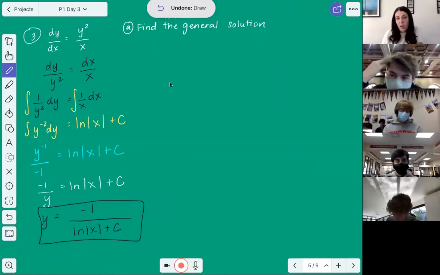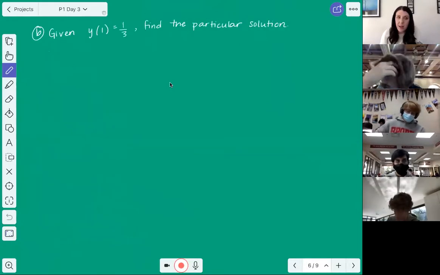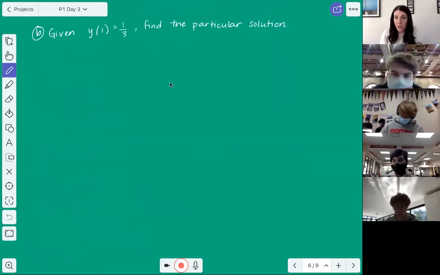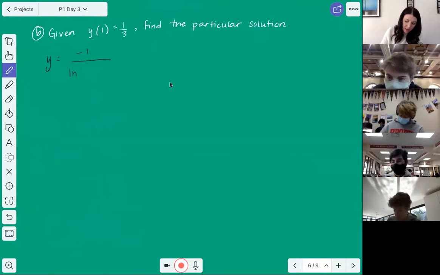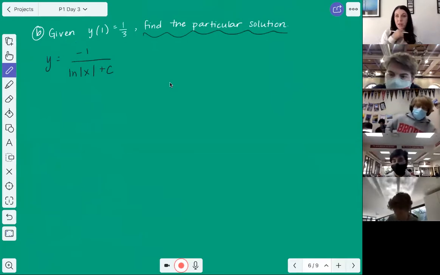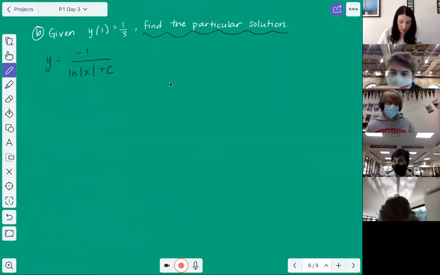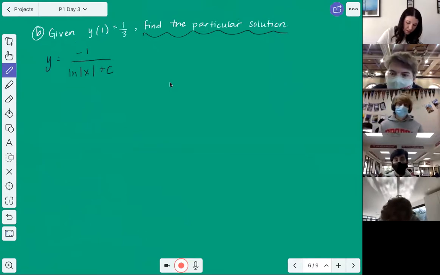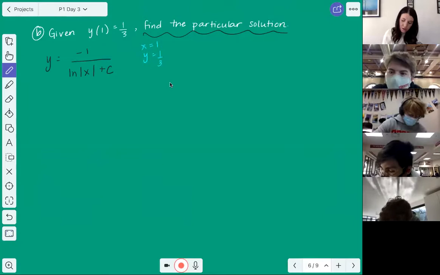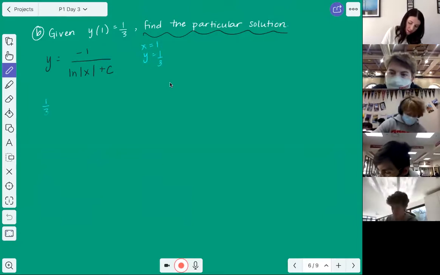Okay, now the next part of this question is going to ask us to find the particular solution given an initial condition. So again, we got y equals -1 over ln of the absolute value of x plus c. And now it wants us to find the particular solution given that initial condition. So that initial condition, go ahead and write that down, says that when x equals 1, y equals 1/3. So I get 1/3 is equal to -1 over ln of 1 plus c.